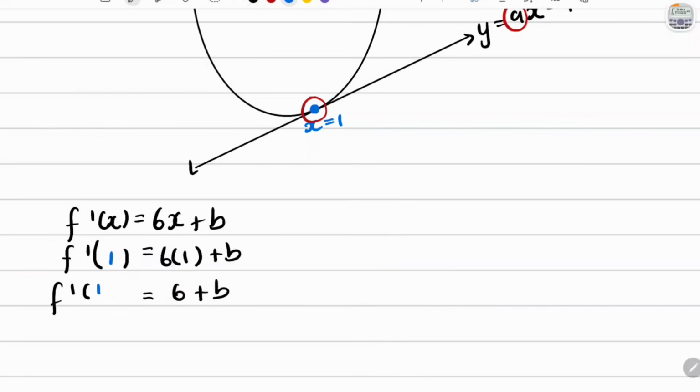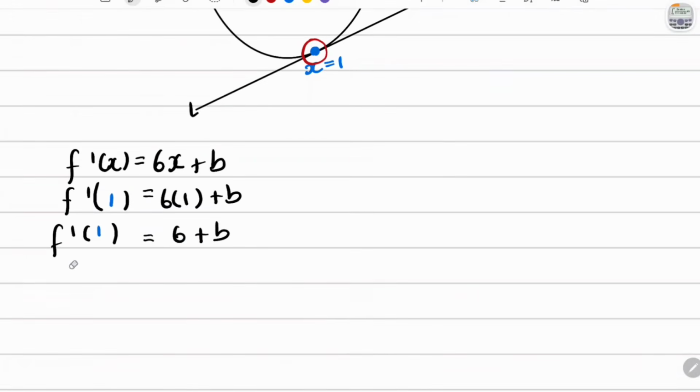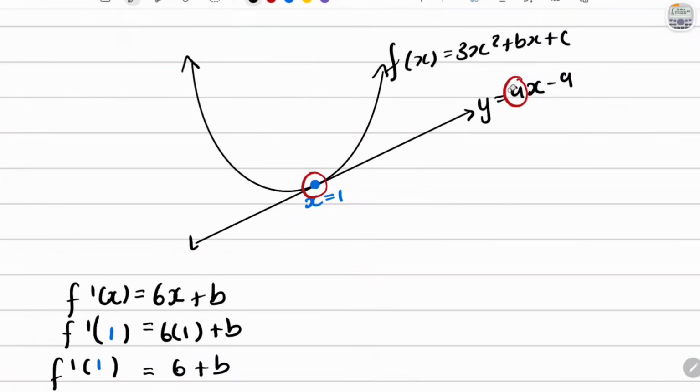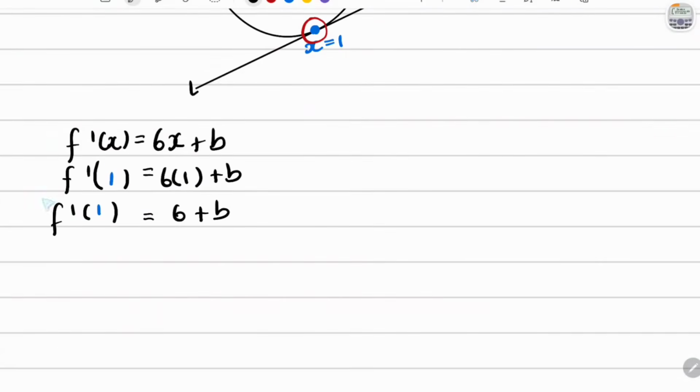Now the thing is, we already know what the gradient is at this point. That gradient is 9. So I'm going to substitute it into the gradient. F prime of 1 is speaking about your gradient of f at the point where x is equal to 1. I know that gradient is 9. So I'll rewrite that, and it's equal to 6 plus b.